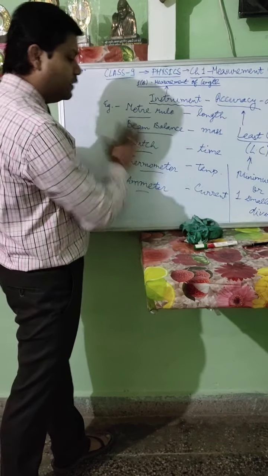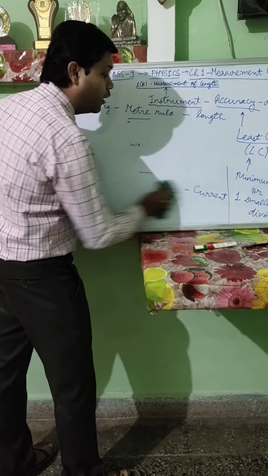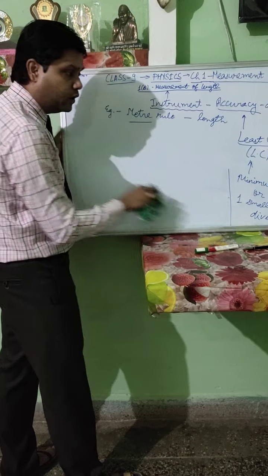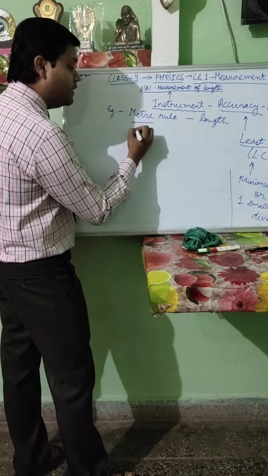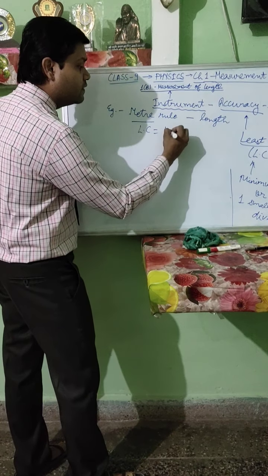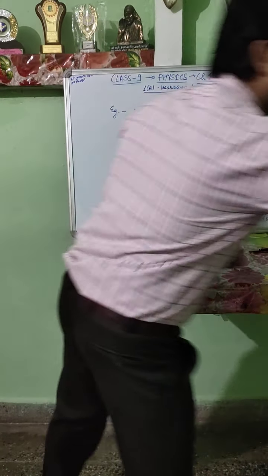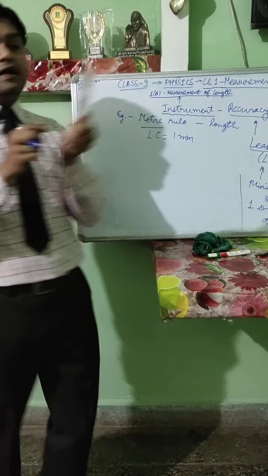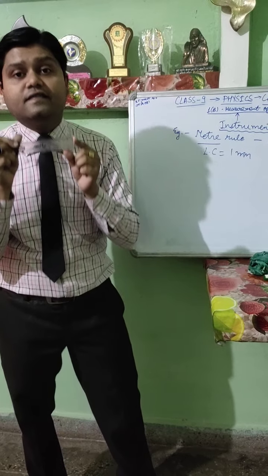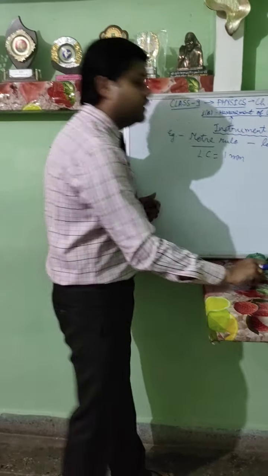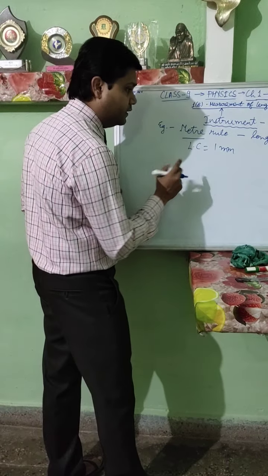For example, we will take the example of the meter rule only. We have studied that for measurement of length, we use the meter rule. So, let's see for the meter rule. For the meter rule, the least count is 1 mm. How? We might have seen this scale. All of you might have used this scale and seen that it is calibrated in centimeters. So the distance between two marks on this scale is 1 centimeter.